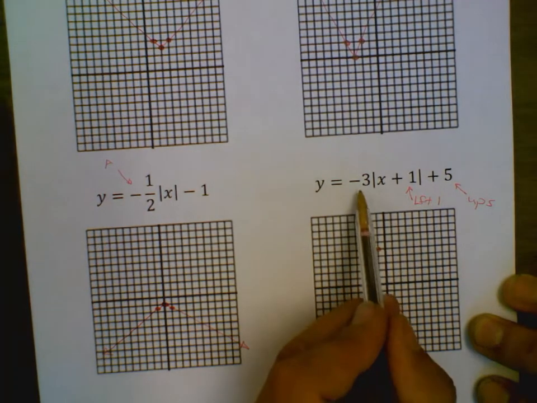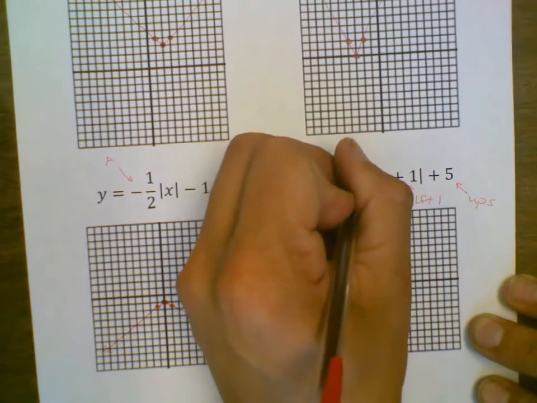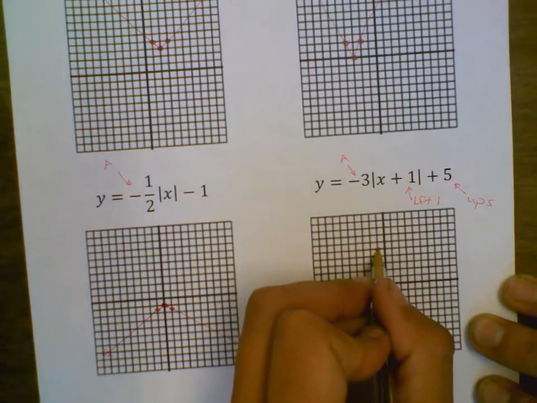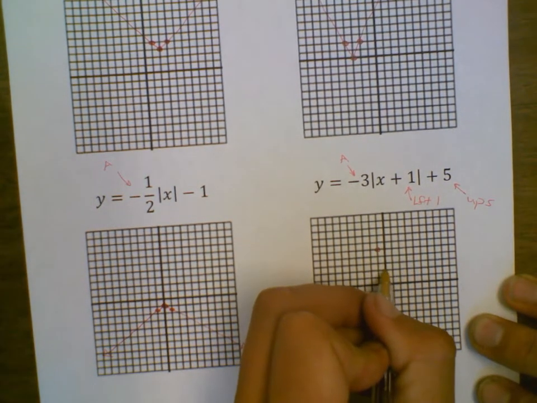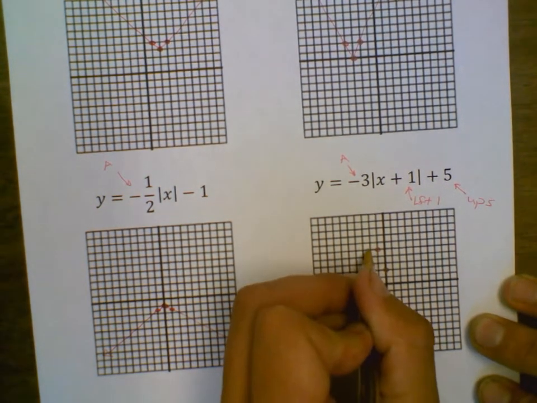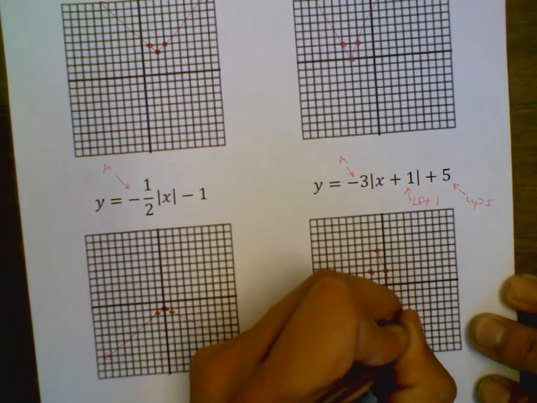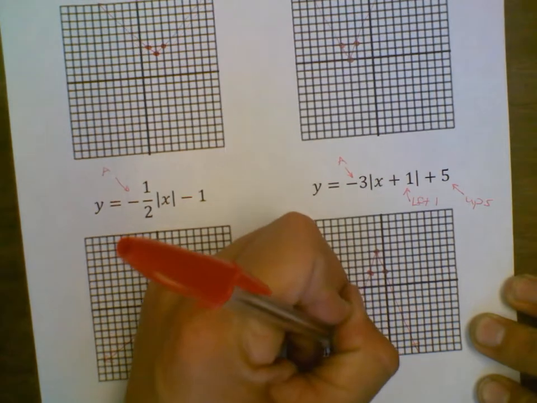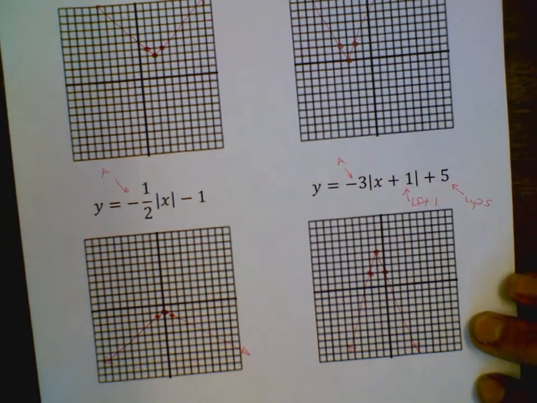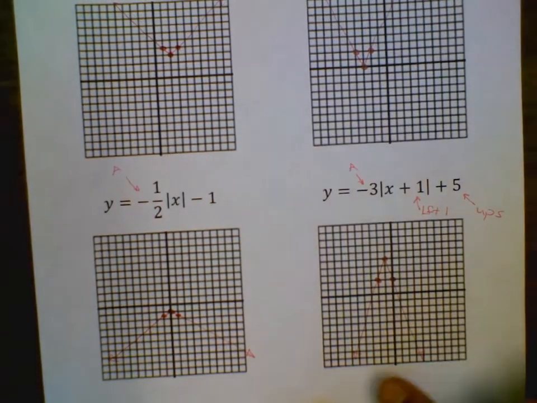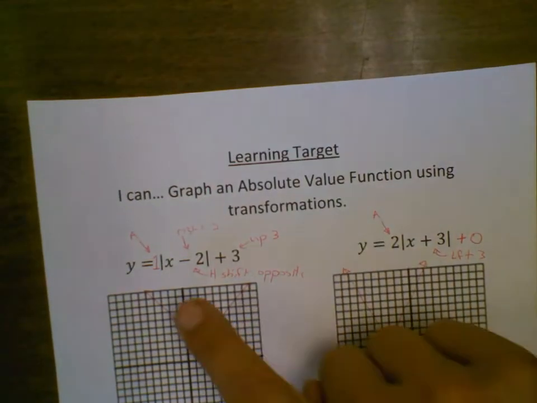And then the -3 is the A, it's my vertical stretch. So from that point, I'm going to go over 1, down 3, over 1, down 3. And I can just draw the V through those 3 points. And just remember, like I said, negatives should open downwards, positives you're going to be opening upwards.